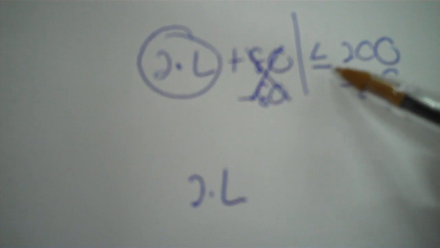Now you're ready to solve it. Okay? Now we have multiplication and addition. Okay? So I'm going to subtract 80. So I have 2 times L. Does the sign ever switch when you subtract? No. 200 minus 80 is going to be 120.